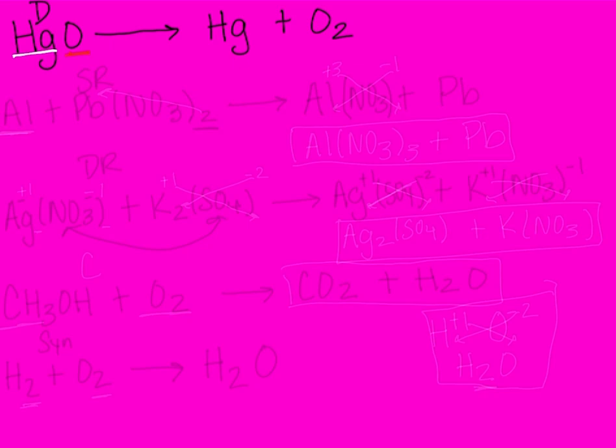All right, next. Our next example. We have Al plus Pb(NO3)2.